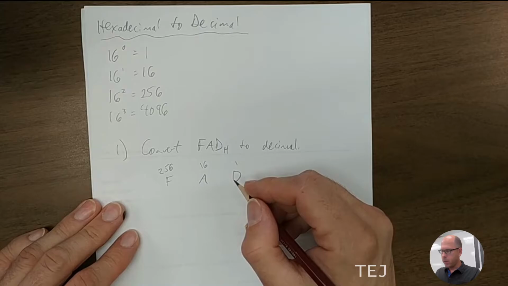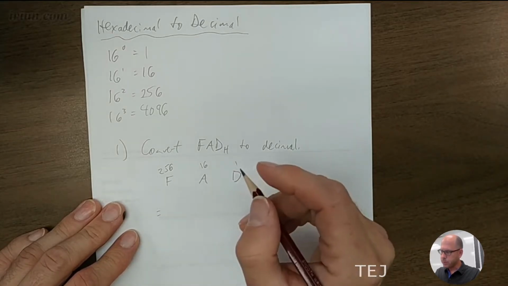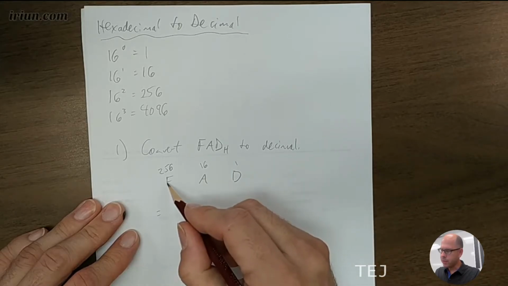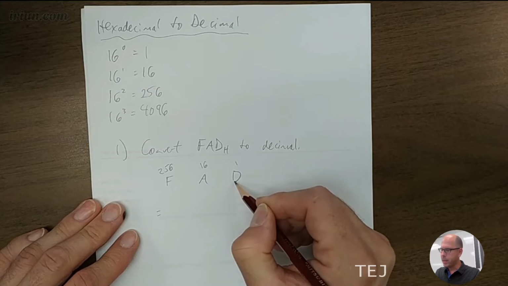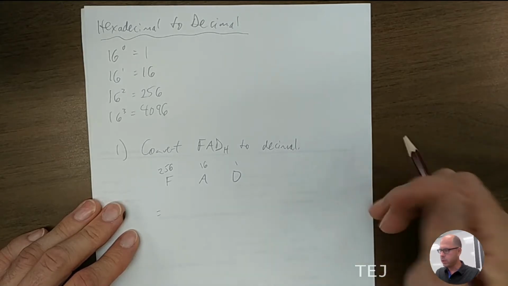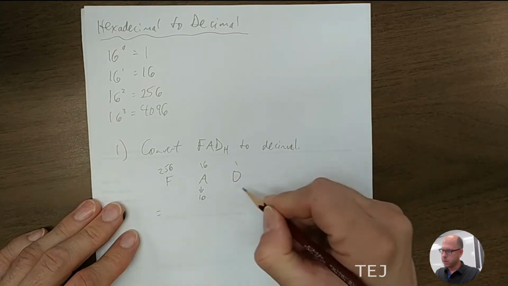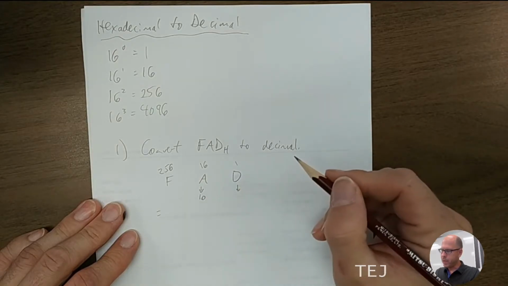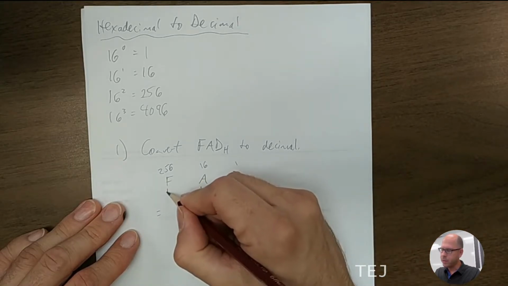So what we'll do is we're just going to do an expansion. Now, in order to do this, we'll have to convert each individual digit, F, A, and D, into their decimal equivalents. And you can do this from the table that we saw before. For example, A is 10. So if A is 10, B is 11, C is 12, D is 13, E is 14, F is 15.